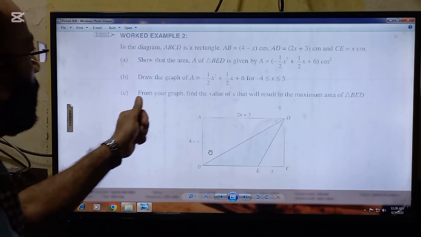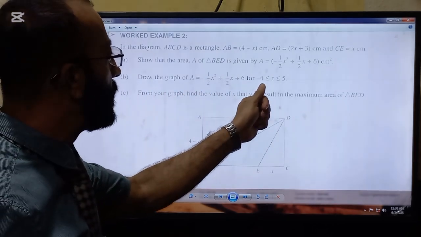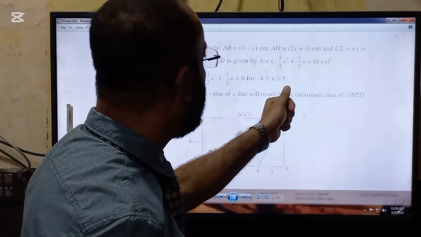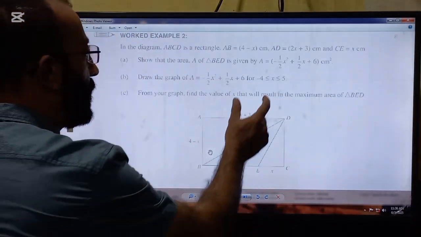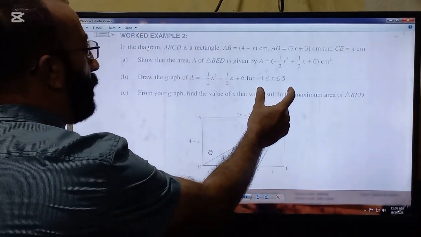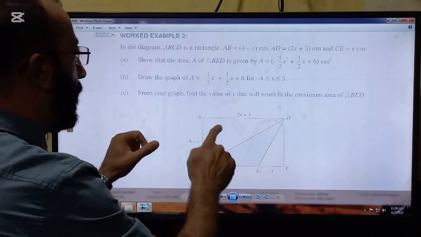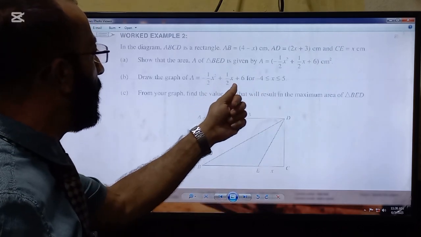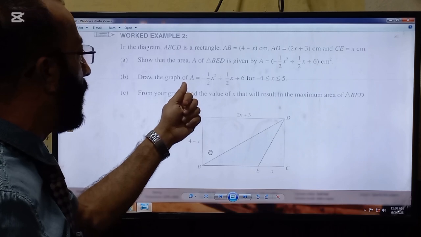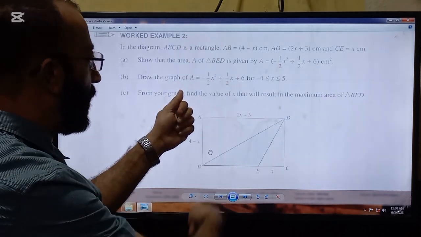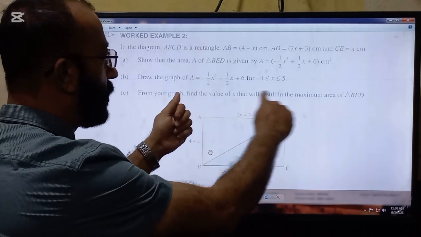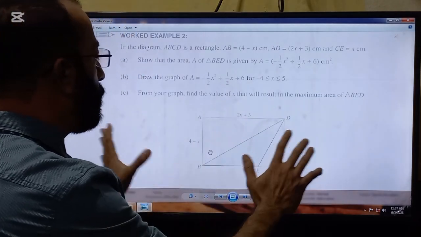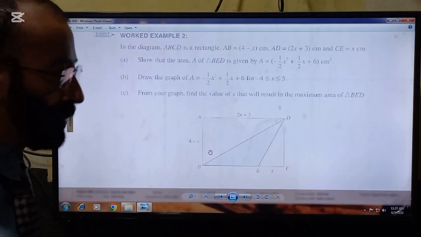Second part is draw the graph of this for x greater than or equal to minus 4 and less than or equal to 5. So this is the condition which we have to follow. First we will make a table, but remember when we put the values of x into the equation, we will get the values of a. So it means the vertical line will be a and the horizontal line will be x. So first we are going to make a table of the values.